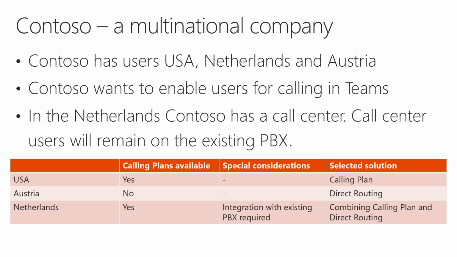In Austria, there are no calling plans, so that's where they are going to use direct routing. In the Netherlands, they want to do both. They are going to combine the phone system. So all the users that are on Teams will get phone system, but they will also provide direct routing so that when a user on Teams calls a user who is still on the PBX, this can be directly routed via the session border controller and doesn't need to leave their network.